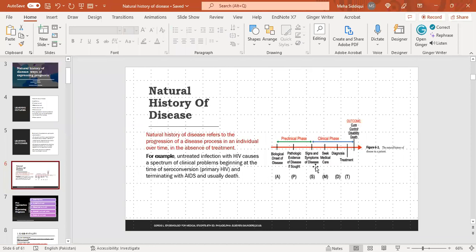So it usually consists of 2 phases: the preclinical phase, that is from biological onset to the appearance of signs and symptoms, and after that the clinical phase starts. For example, untreated infection with HIV causes a spectrum of clinical problems beginning at the time of seroconversion, that is primary HIV, and terminating with AIDS and usually death.